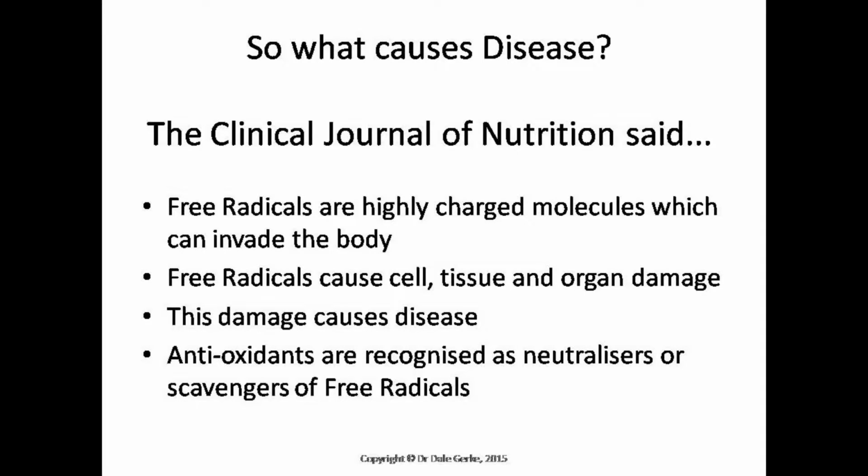So let's look at what the Clinical Journal of Nutrition said. Free radicals cause cell, tissue and organ damage. Now, what are free radicals? Well, they're highly charged molecules that you breathe in or can eat or drink. And they get into your bloodstream and they can cause damage to your cells, tissues and organs and cause disease.